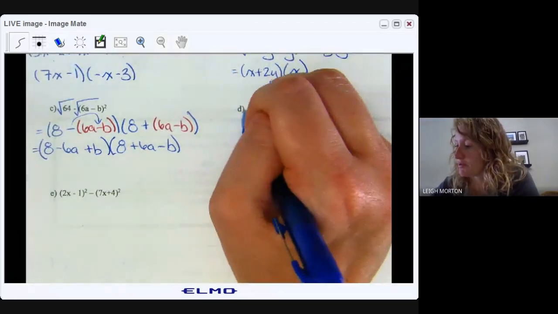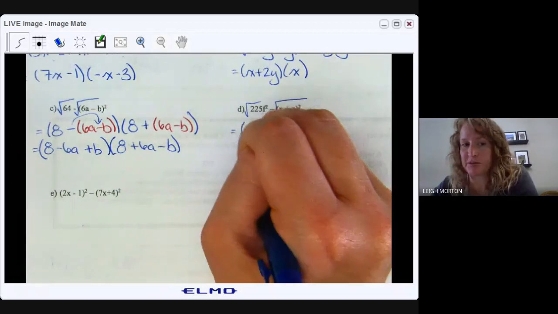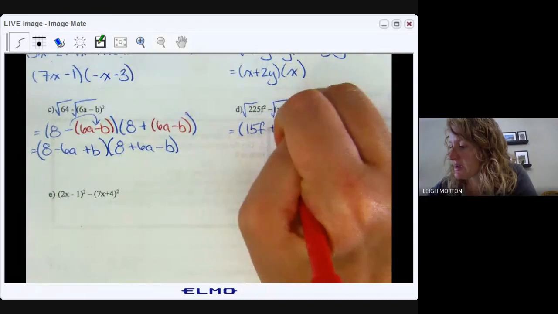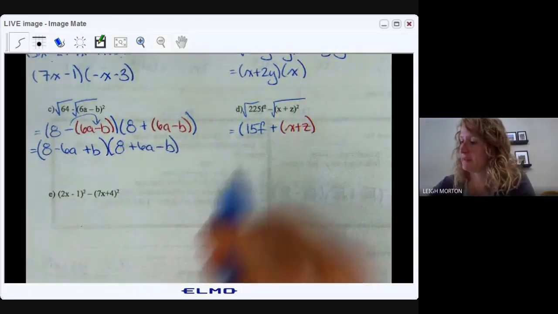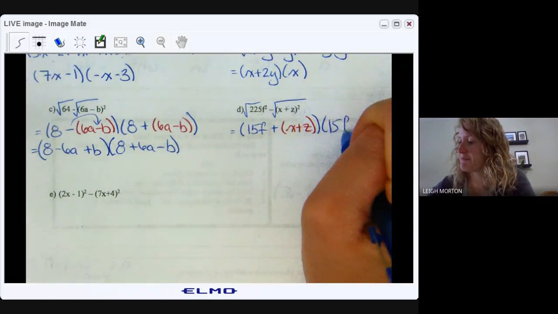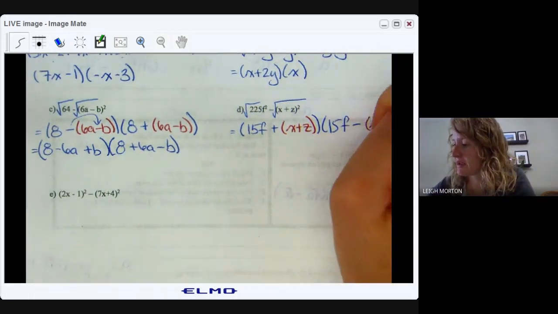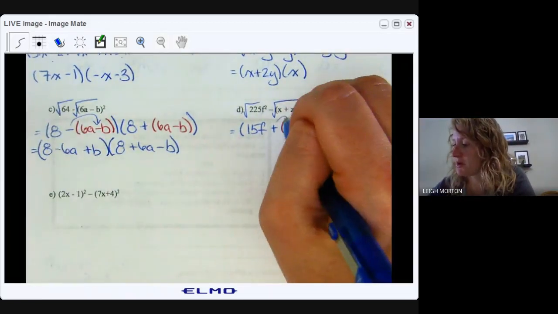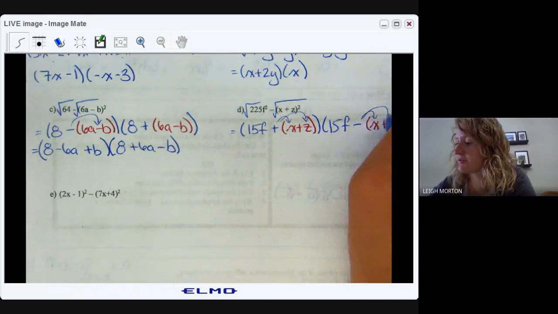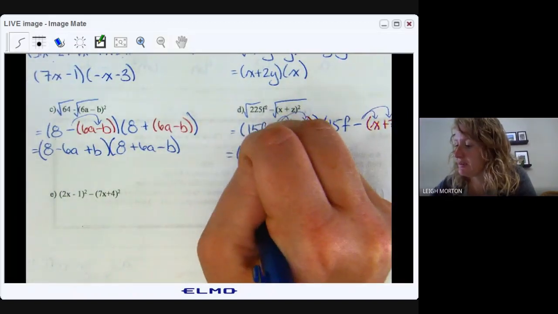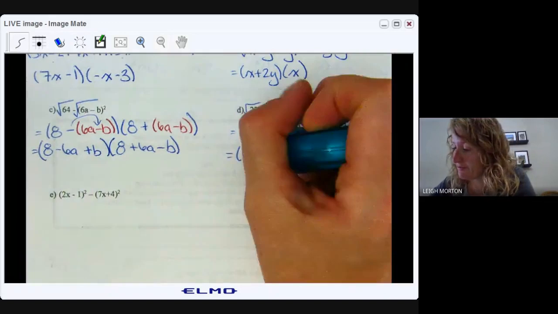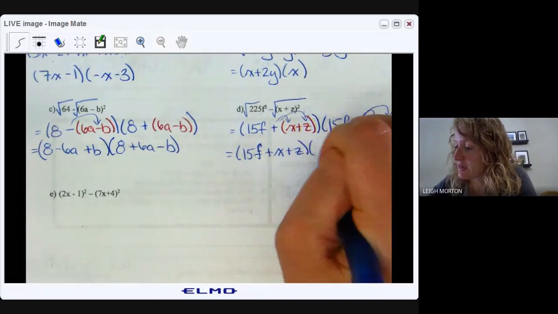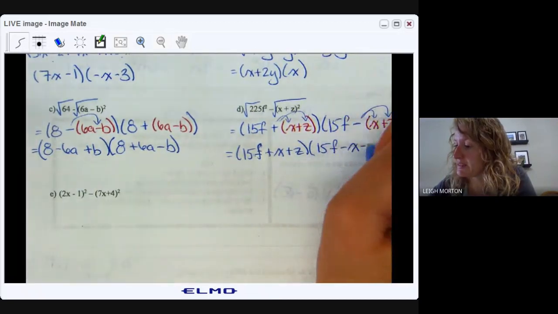Okay, D. Square root both of these. That leaves me with 15f plus x plus z times 15f minus x plus z. So I'm just going to distribute this positive 1 through, this negative 1 through, and I'm left with 15f plus x plus z times 15f minus x minus z.